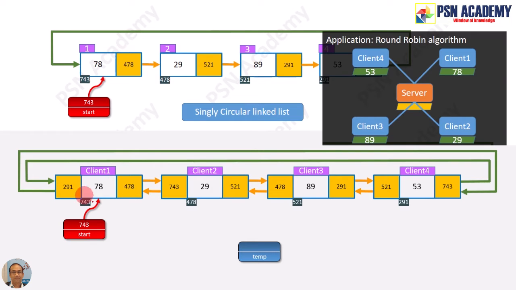Now what is there inside the node? See, in the first node at 743, where the start is pointing to, 78 has been written. So what is 78? 78 is actually the starting address of client 1. Similarly, in node 2 at 478, 29 has been written. So what is 29? It is the address of client 2. And in the third node and the fourth node, the addresses of client 3 and 4 have been written.